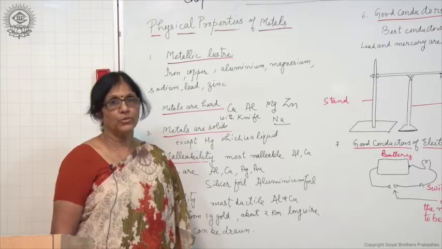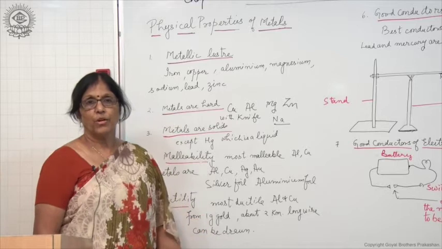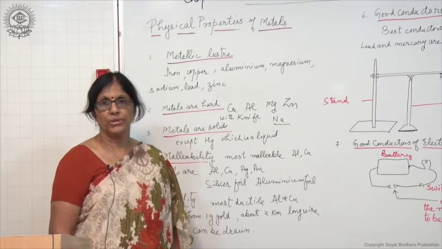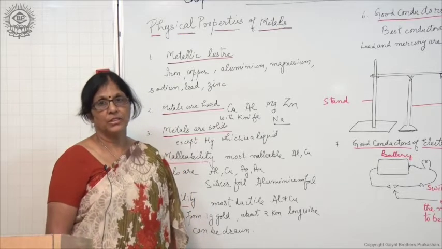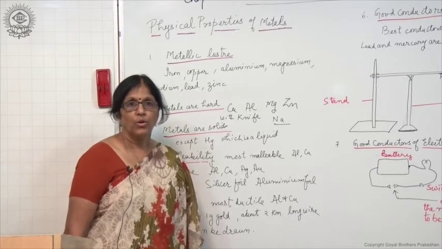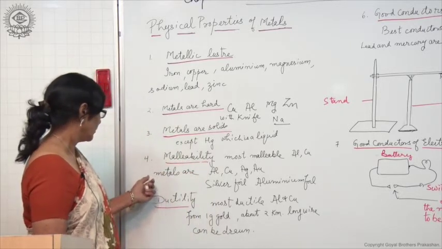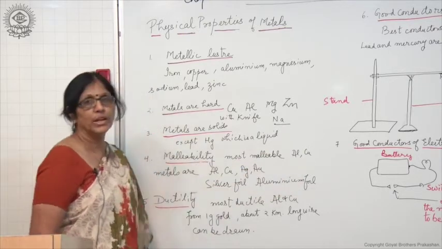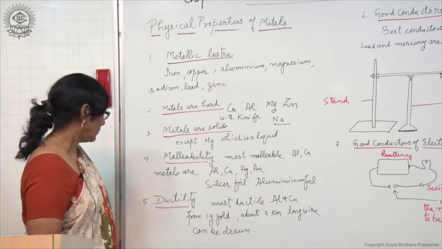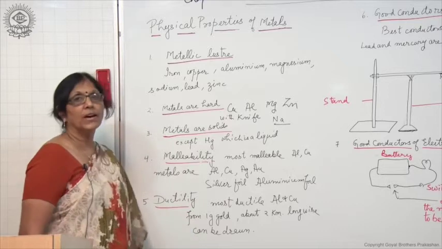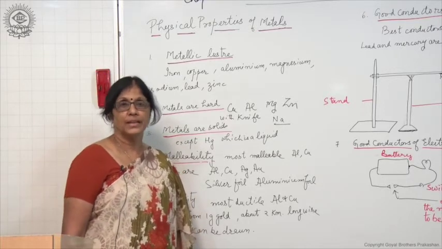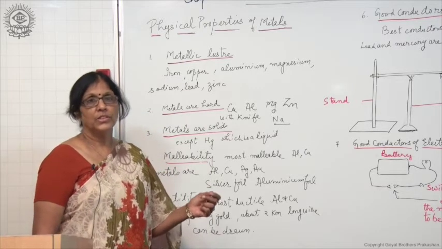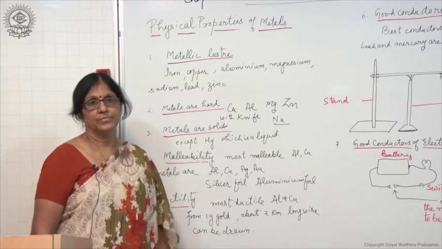You must be very fond of eating sweets, and have you ever noticed the silver foils over the sweets? These are made of silver. Silver can be beaten into very thin sheets like foil. Aluminium foil you must have used in the house for packing food, and the packaged food you purchase from the market is also packed in aluminium foil. Gold is also very malleable, and aluminium and copper are the most malleable metals.